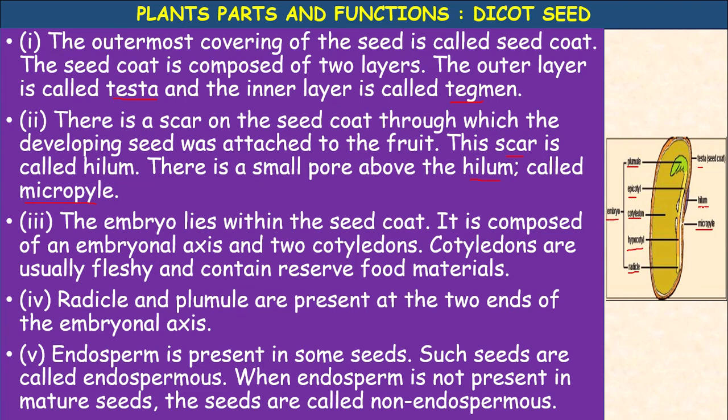Outside are the hilum, micropyle, testa, and tegmen. This is the structure of a seed, a dicot seed. Why do we call it a dicot? When two cotyledons are present, then the seed is considered a dicot seed. Examples are bean, pea, and most of the pulses.